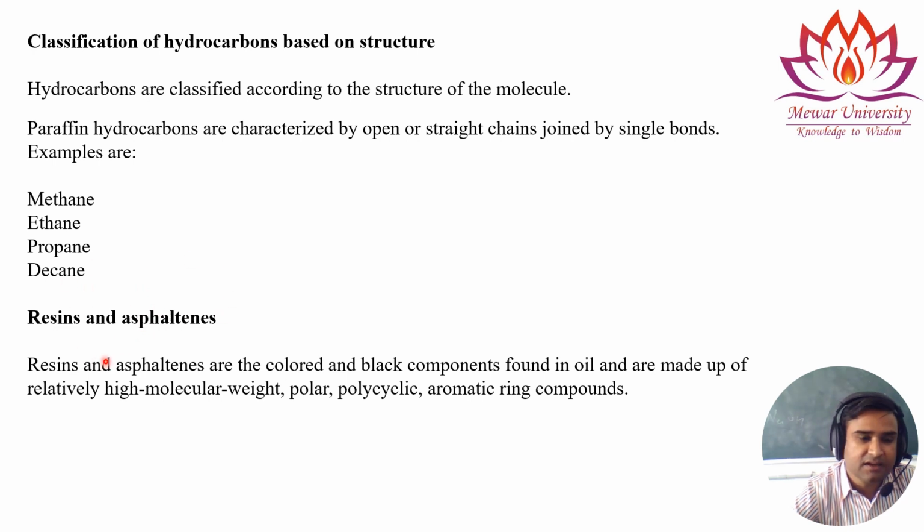Next is resin and asphalt. Resins and asphalts found within the crude oil are the colored and black components found in the oil, and are made of relatively high molecular weight, polar, polycyclic aromatic ring compounds. So these are the resins and asphalts that are present within the crude oil, and based on that, the crude oil is characterized.